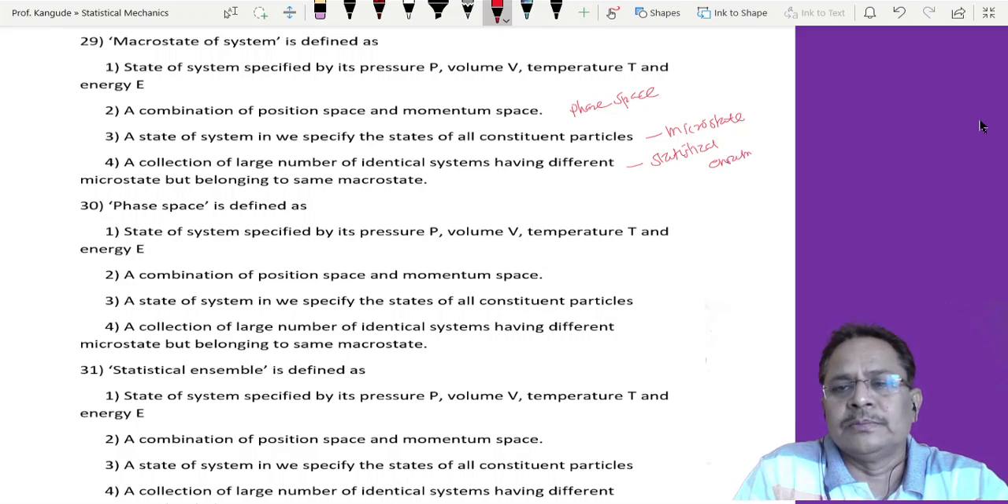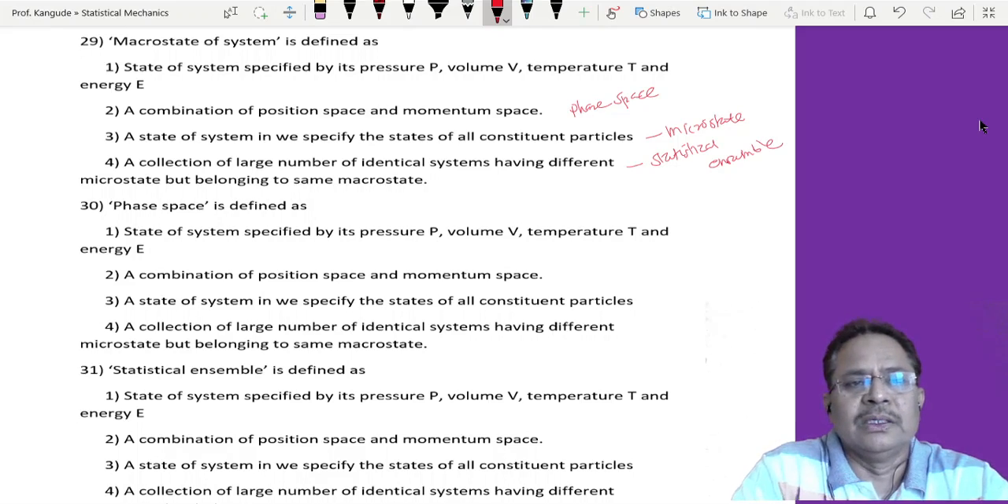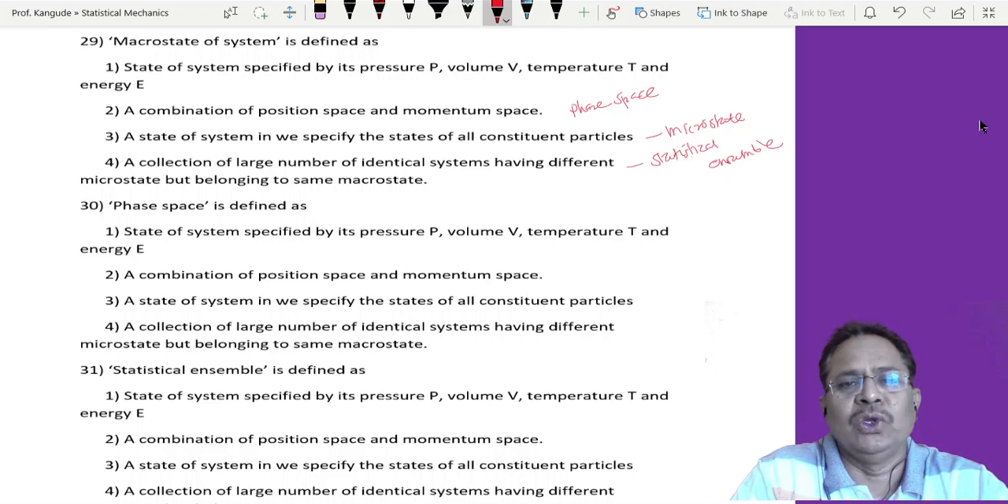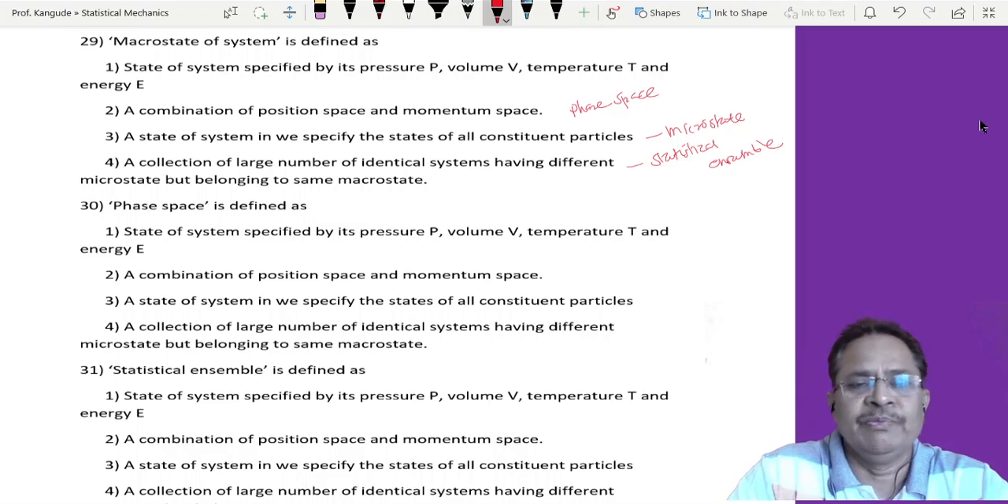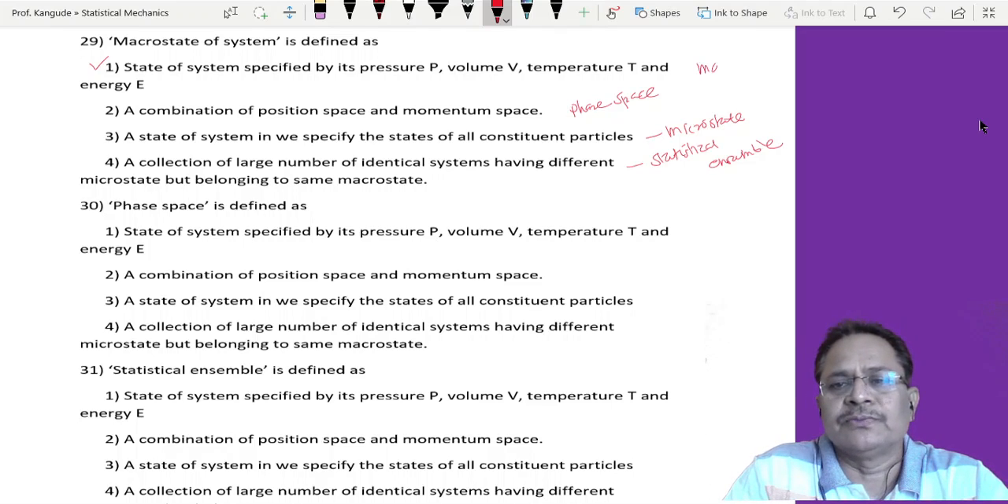So here we find that option 1 is the correct option: state of system specified by its pressure P, volume V, temperature T and energy E. These are called the thermodynamic variables. So option 1 is the correct option for question number 29, which is called a macrostate. We must understand the difference between microstate and macrostate.